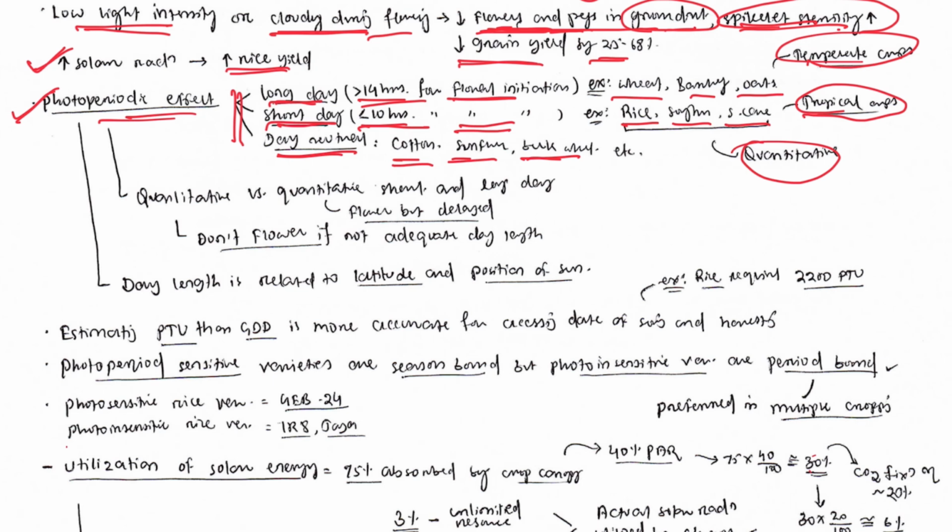Okay, so qualitative, as I have mentioned, means they don't flower without adequate day length. Quantitative means they flower but delayed, or the flowering will be less. Day length is related especially to latitude and position of the sun.